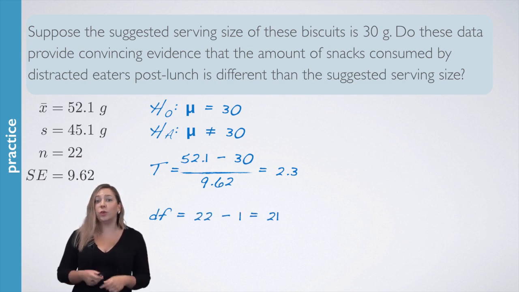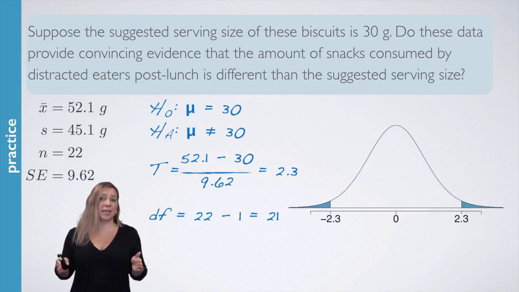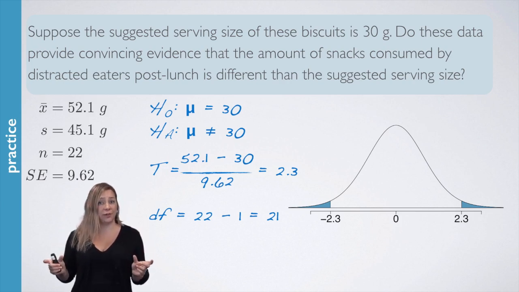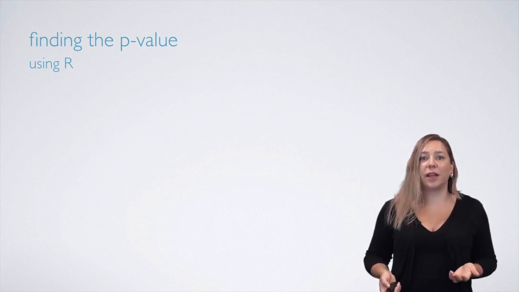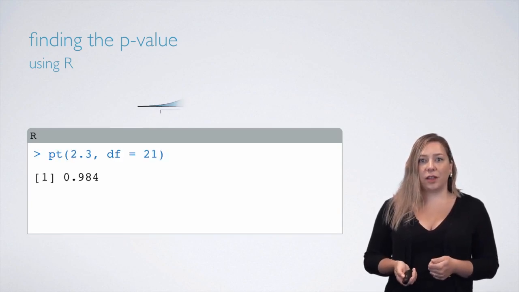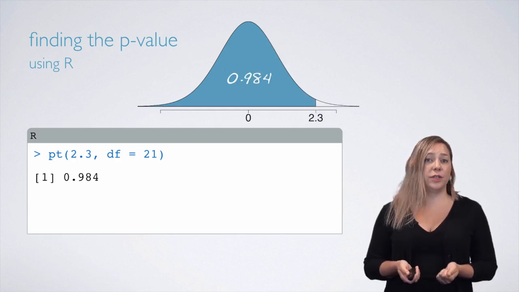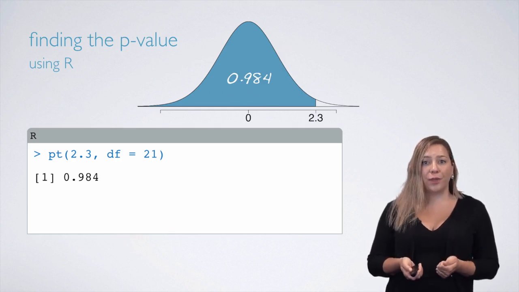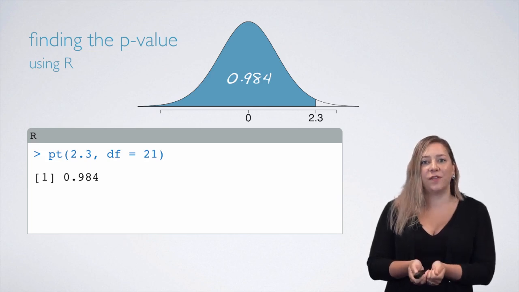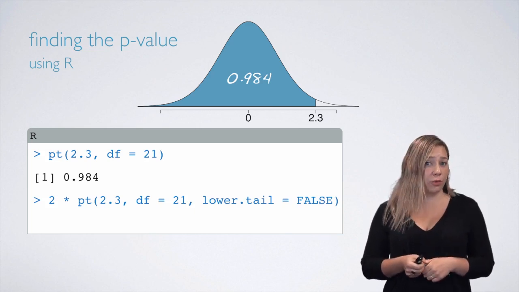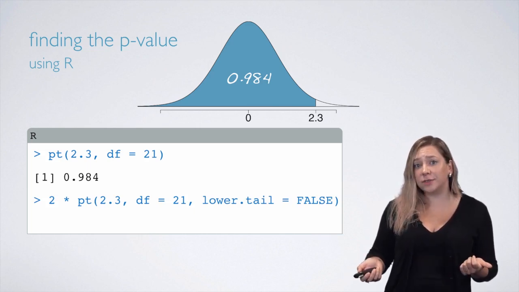To find the p-value, we draw the normal curve and mark our observed test statistic 2.3 as well as negative 2.3 since we have a two-sided alternative hypothesis, and shade both tails. The pt function in R gives the tail area under the distribution for any specified cutoff value. So pt of 2.3 with 21 degrees of freedom will give you a tail area of 0.984. What we really need is the complement of this value times 2 for the two tails, which approximately comes out to be 0.0318. We could also get at this using a t-table.